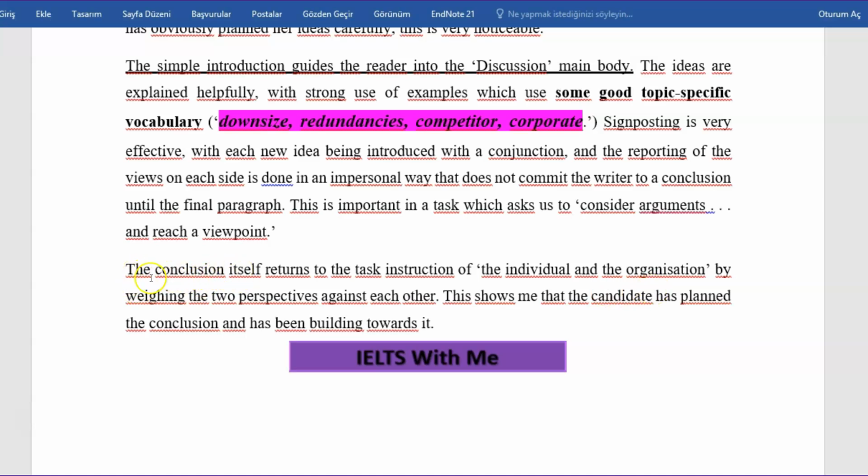Then the conclusion itself returns to the task instructions of both the individual and the organization by weighing the two perspectives, the two angles of vision, against each other. This shows the examiner that the candidate has planned the conclusion and has been building towards it.